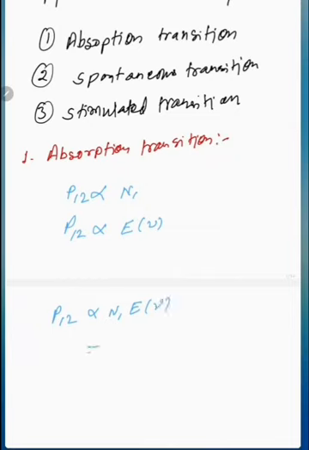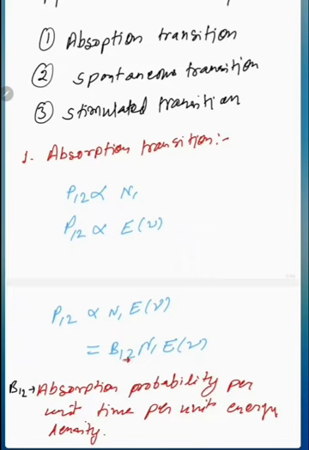Here when we replace the proportionality sign, we take one proportionality constant. Suppose the proportionality constant is written as B12, then P12 will be equal to B12 N1 E nu. Here B12 is the proportionality constant, and it represents absorption probability per unit time per unit energy density. Suppose this is equation number 1.